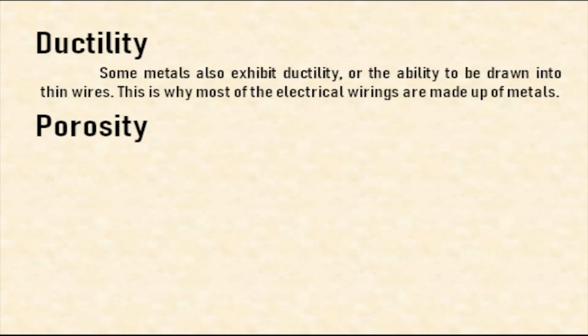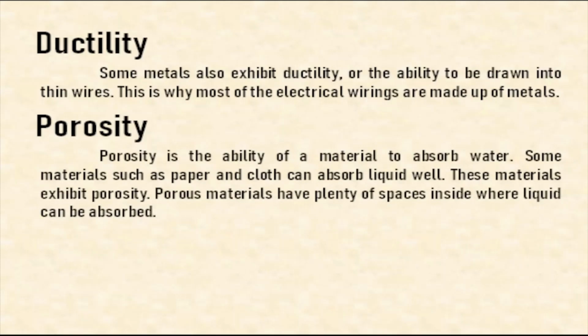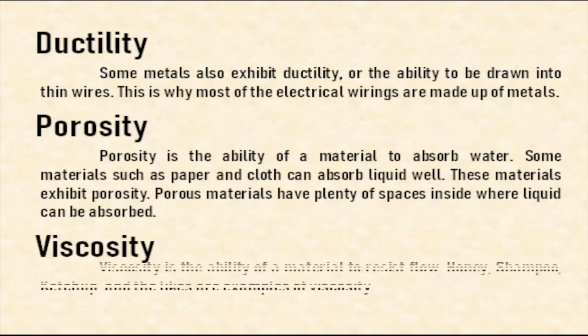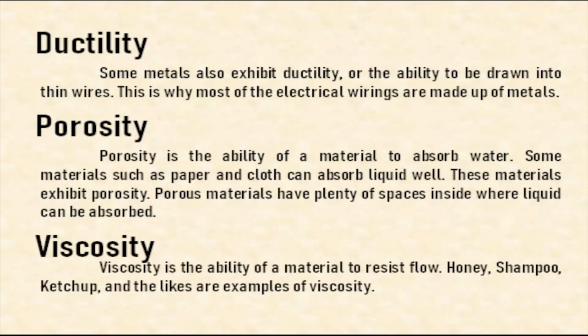Porosity. Some materials, such as paper and cloth, can absorb liquid well. These materials exhibit porosity. Porous materials have plenty of spaces inside where liquid can be absorbed. The last one is viscosity. This is the ability of a material to resist flow. Examples of this are honey, shampoo, ketchup, and the like.